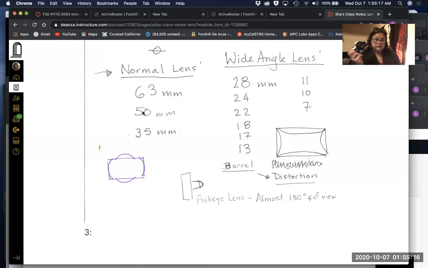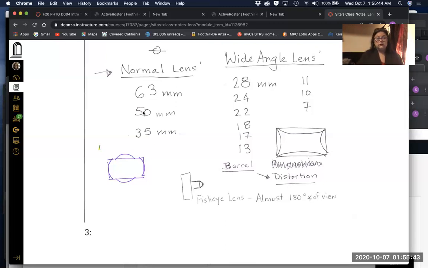The shortest is a 35 millimeter lens, not to be confused with 35 millimeter photography, which refers to the format and the size of the film that's used in the camera, and that size has been carried over to digital photography. 35 millimeter lenses have a focal length of 35 millimeters.